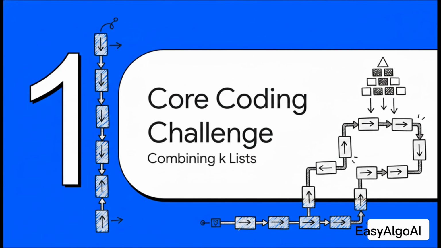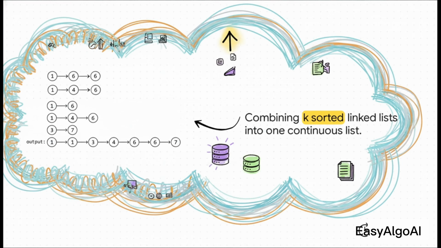All right, part 1, the core coding challenge, combining k-lists. At its heart, the objective here is actually super straightforward. Given k independently sorted lists, we just need to stitch them together into one massive continuous list. You can see the initial state clearly, 3 separate sorted lists. The first starts with a 1, the second also starts with a 1, and the third starts with a 3. Our ultimate goal is that output list at the very end, weaving all those nodes together in perfect ascending order.